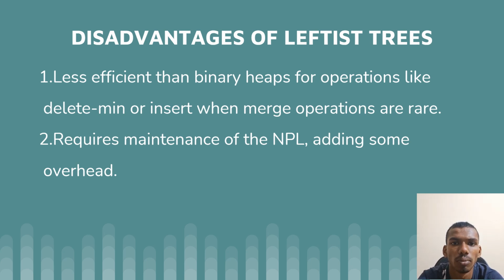Disadvantages of leftist trees. It is less efficient than binary heaps for operations like delete minimum or insert when merge operations are rare. It requires maintenance of null path length, adding some overhead.